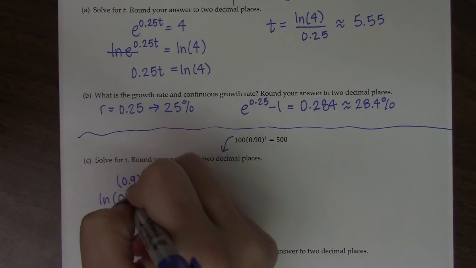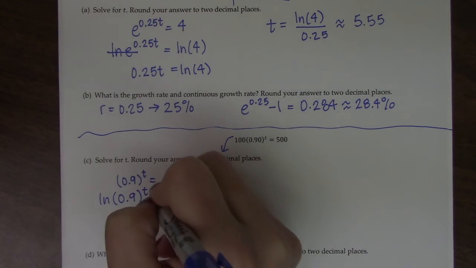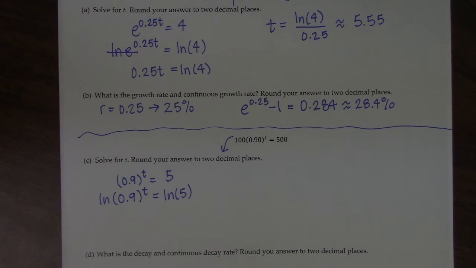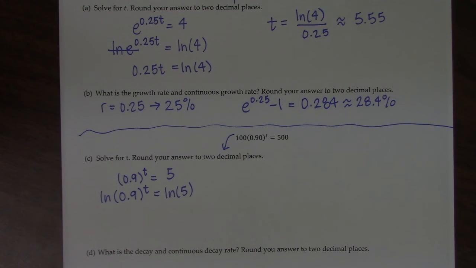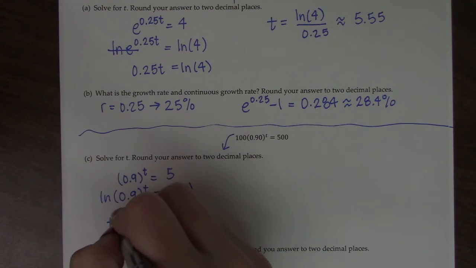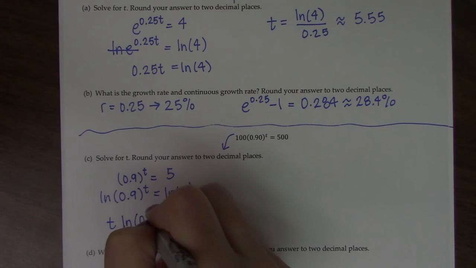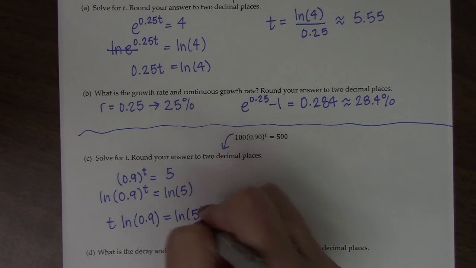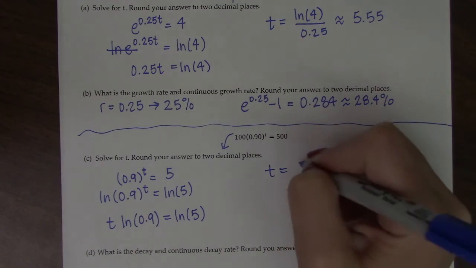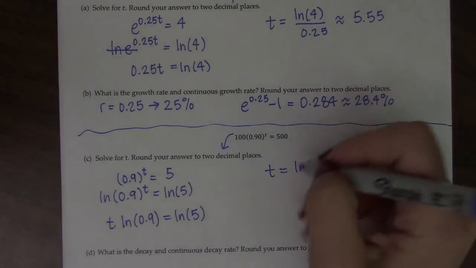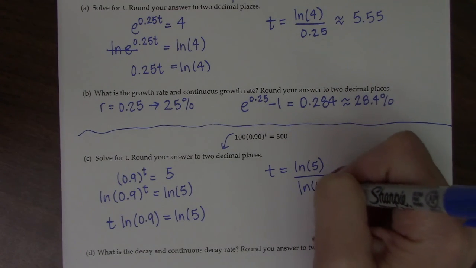So the natural log of 0.9 to the t will equal the natural log of 5. And there's this really awesome property of logs that says you can take an exponent and pull it down in front of the function. So now I can say t times the natural log of 0.9 equals the natural log of 5. And now to solve for t, I just divide both sides by the natural log of 0.9.